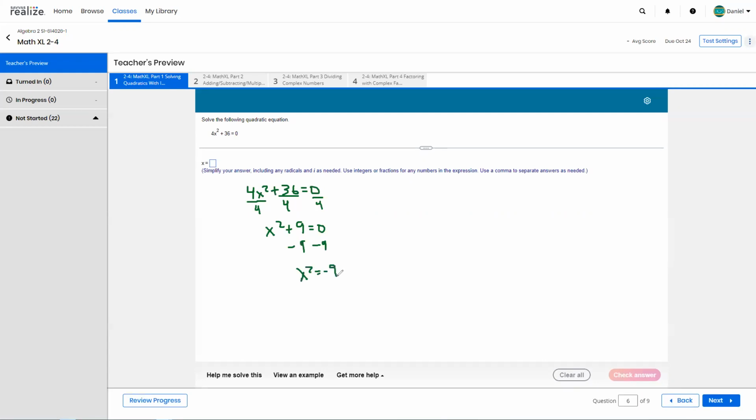And then now we can do what we did on all the other ones. We can take the square root of both sides, so you get plus or minus square root of negative 1 times square root of 9. And we get x is plus or minus 3i. Okay, that's how you solve using imaginary numbers when you can't otherwise do it with real numbers.